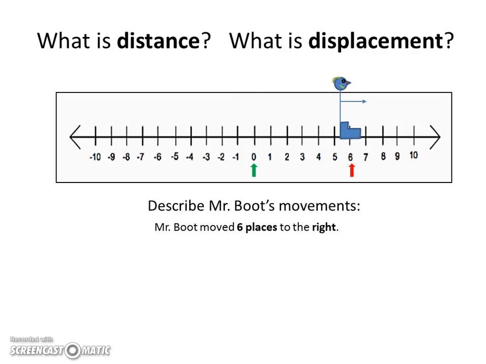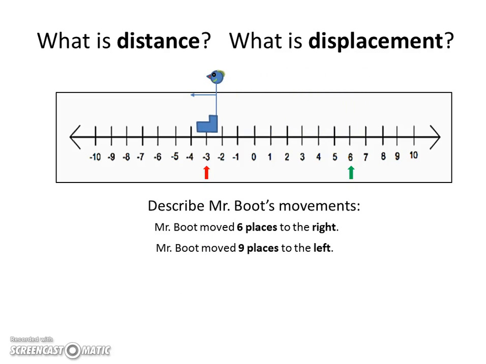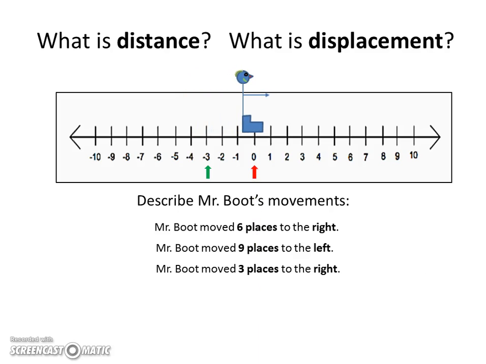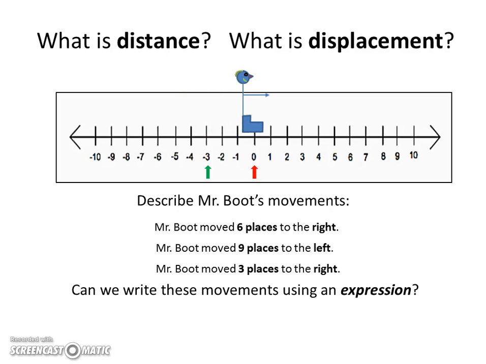So if we get him started, he moves 6 places to the right. Then he moves 9 places to the left. And finally, he moved 3 places to the right. Can we write these movements using an expression?